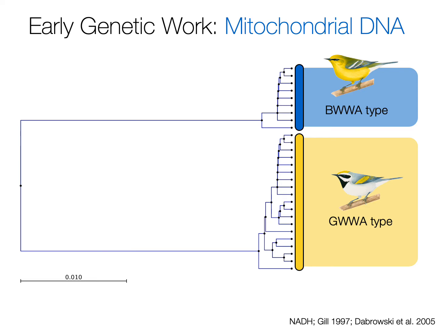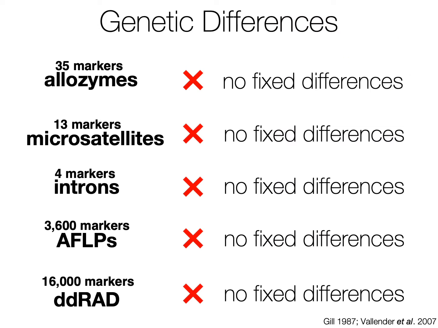This led people to look for genetic differences in the nuclear genome, and they didn't find any. Using allozymes, microsatellites, introns, AFLPs, or even a 16,000 locus dataset, which was generated by myself and Dave, we didn't find any differences between the species. And this is pretty incredible because they obviously look very different, they sound different, they have different ecologies, and like I said, the level of mitochondrial divergence that they possess would suggest that they've been isolated for about 1 million years.